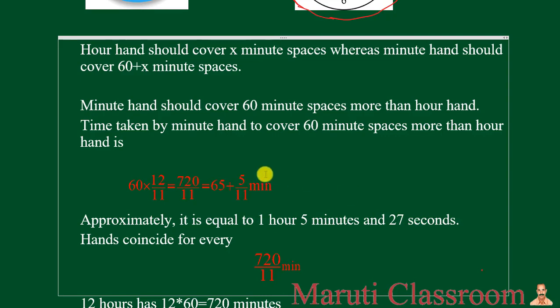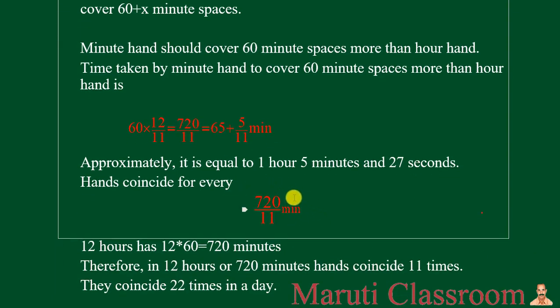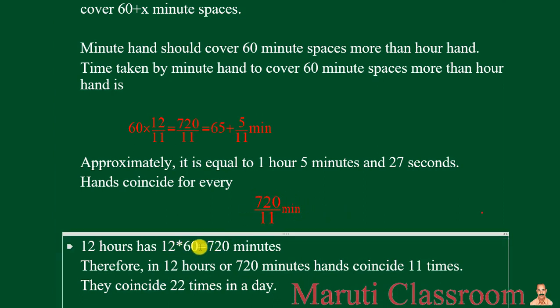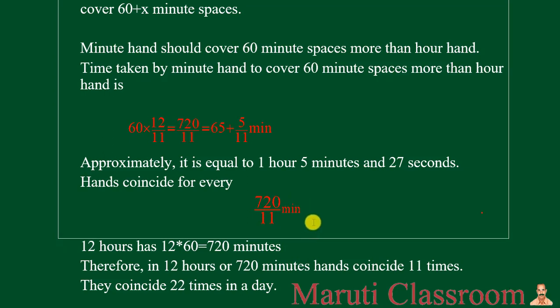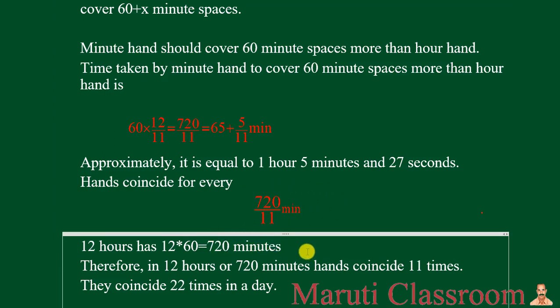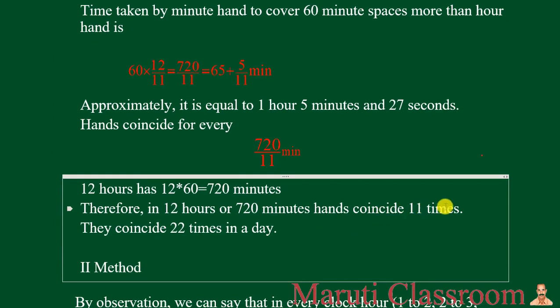If you want the exact time, they coincide every 720 by 11 minutes. So in 12 hours, how many times do they coincide? 12 hours has 12 into 60, 720 minutes. For every 720 by 11 minutes they coincide. In 720 minutes, how many times do they coincide? 720 by 720 by 11 times. In 12 hours they coincide 11 times.